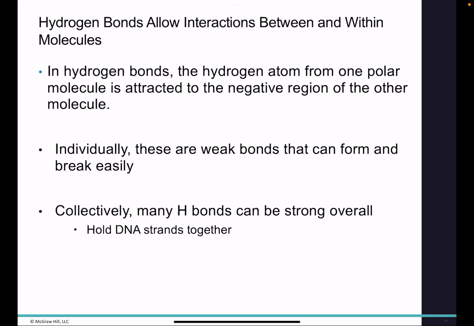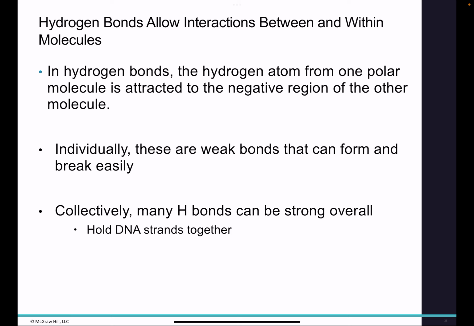Of our three types of bonds, covalent bonds, ionic bonds, and hydrogen bonds, hydrogen bonds are the only bonds where we don't have the sharing or the loss of an electron to another atom. Hydrogen bonds are a little bit different in that they are created by the interaction between polar charged regions of two or more separate molecules.